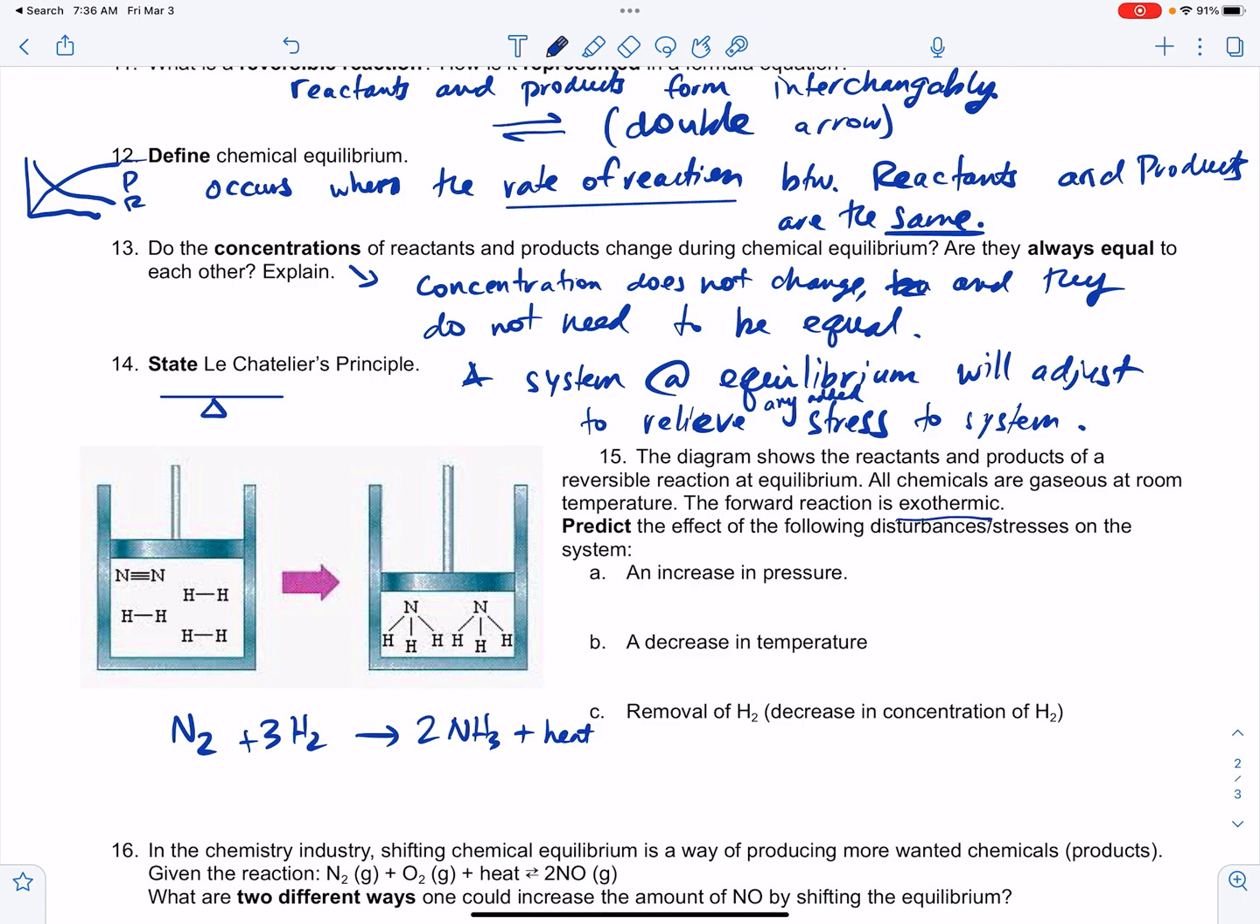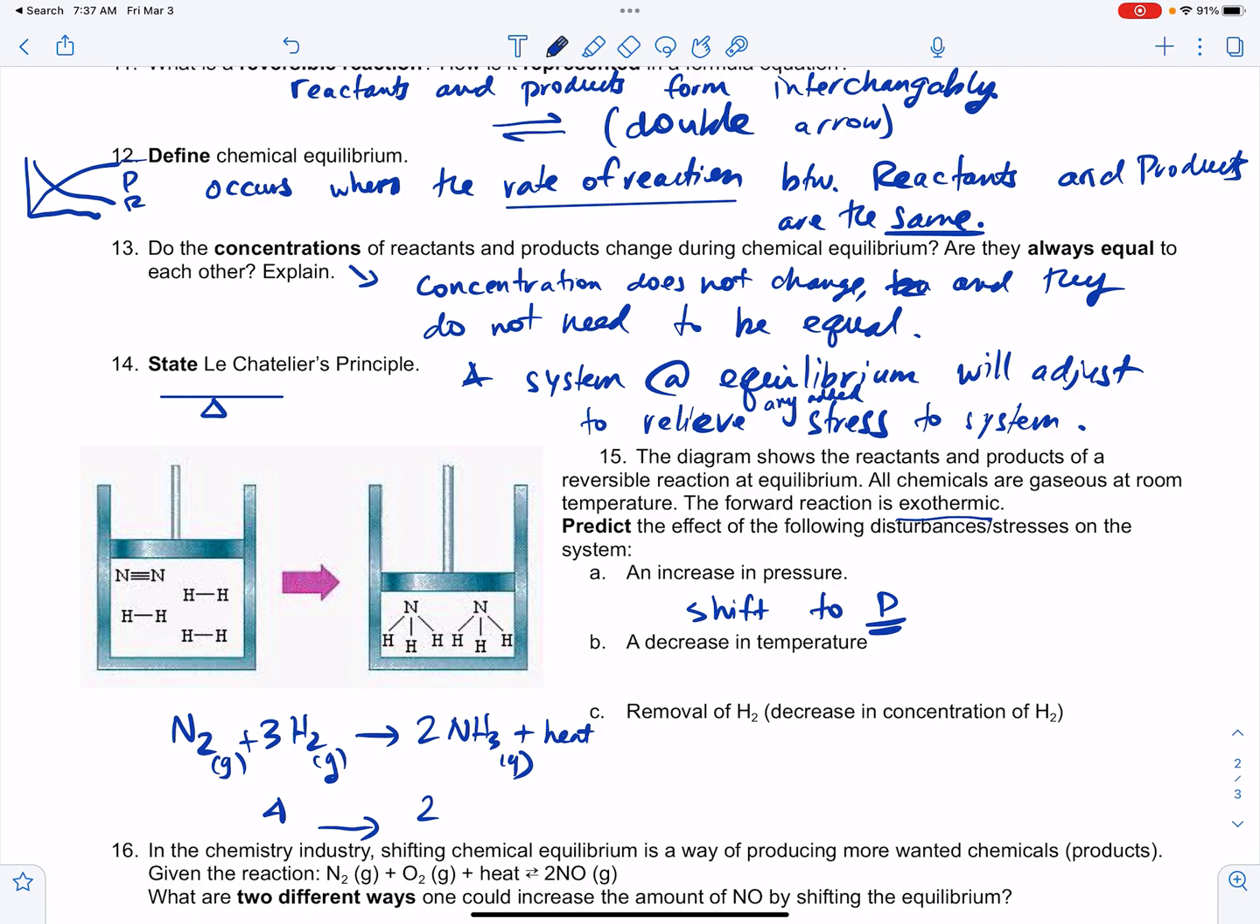Okay? So there's an increase in pressure. So these are all gases. Okay? So an increase in the pressure, this is 4 molecules of gas, 4 moles, this is 2 moles of gas, right? If I increase the pressure, then there will be more pressure on this side. I want to go to the side with less pressure. So it's going to shift to the product side, okay?